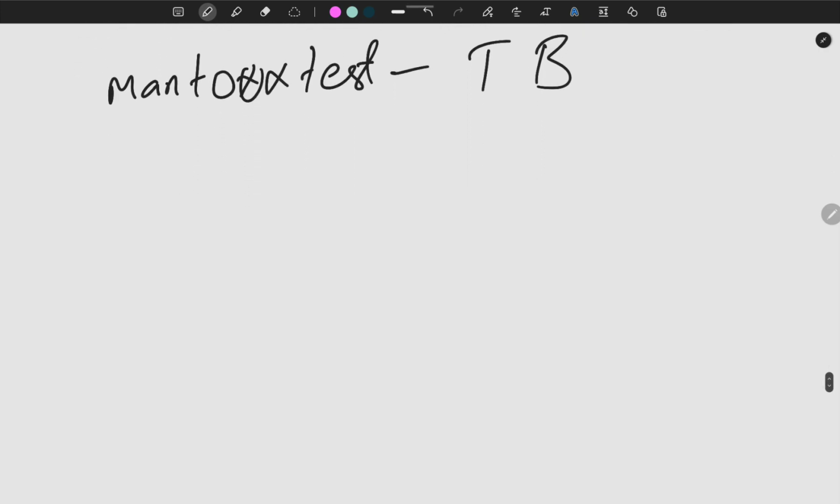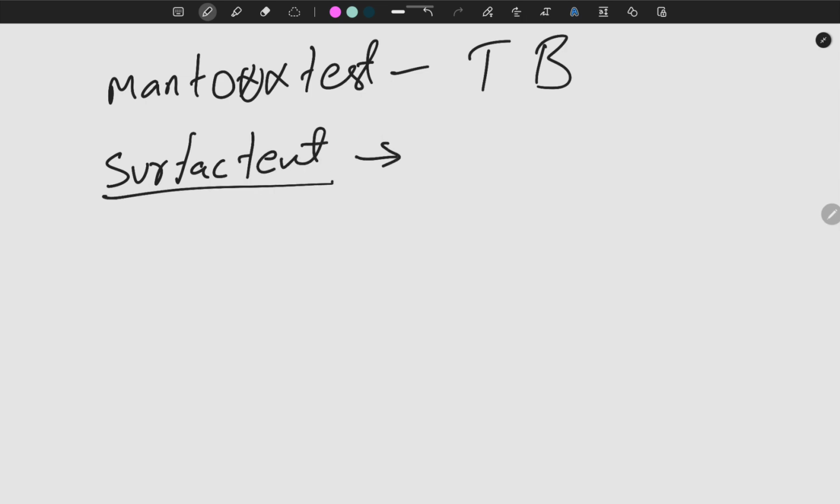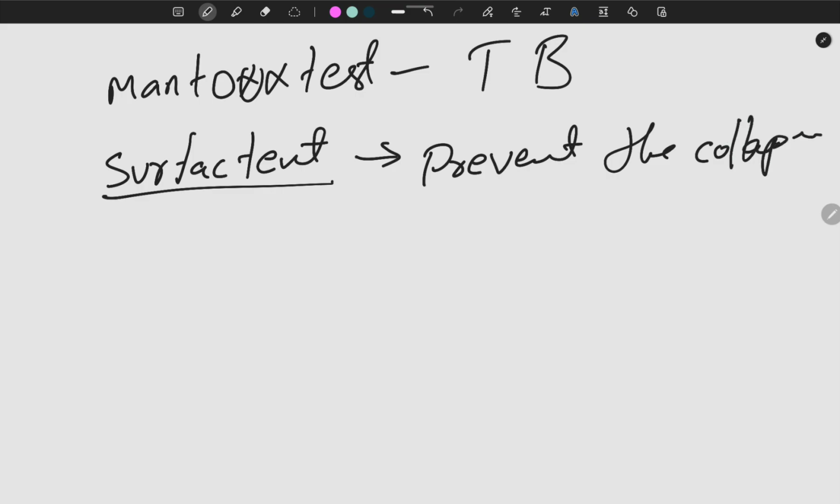So the next one is the surfactant. Surfactant. So what is the use of surfactant? So it will prevent the collapse. Prevent the collapse of the lungs. So it is a kind of lipoprotein.